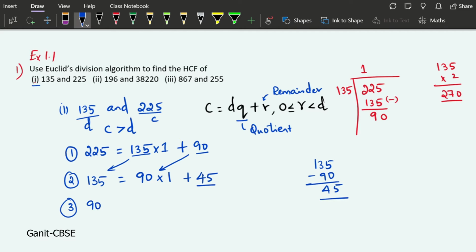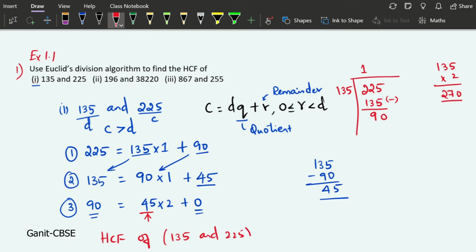Now we are going to take 90 and 45. Remember, the biggest number should be on the left hand side. So 45 times 2 will be 90 and the remainder will be 0. Now we got the remainder as 0. We can come to a conclusion that 45 is the HCF of 135 and 225. So the HCF of 135 and 225 is 45.